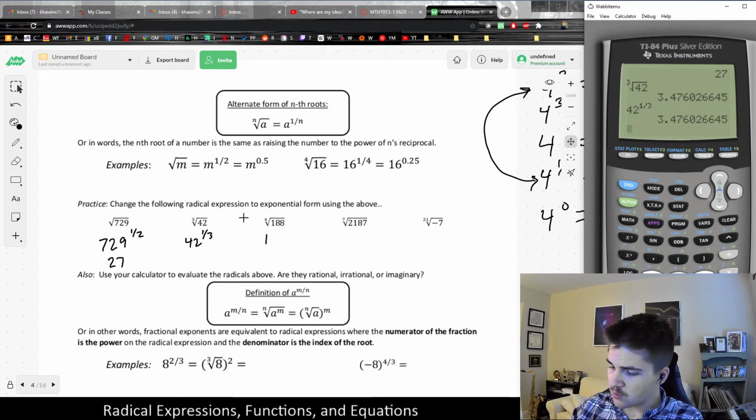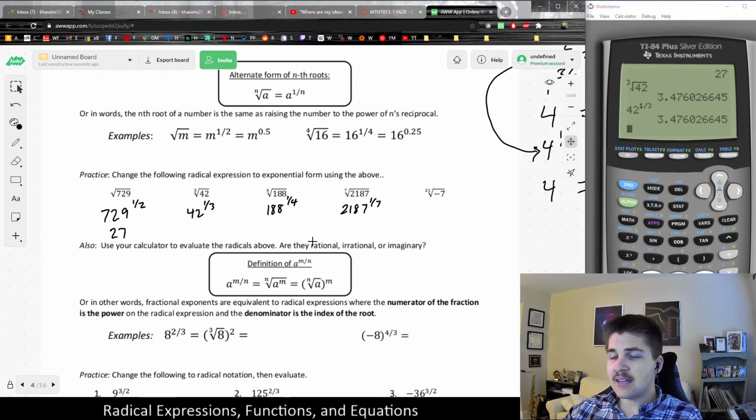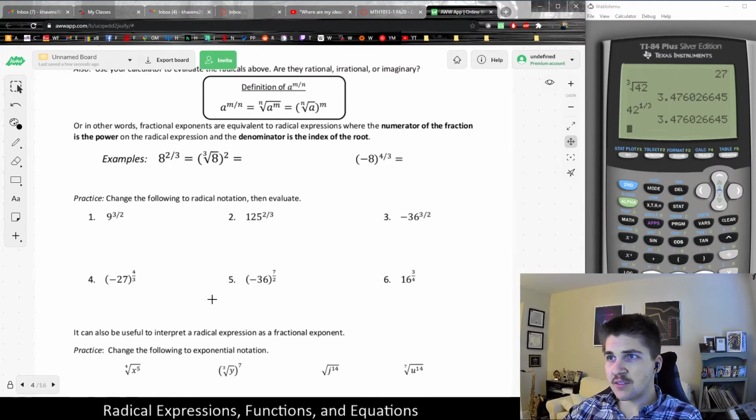And so, the next one would be 188 to the 1/4 power, and those would all be equivalent. Or if we wanted the 7th root of 2187, that would be 2187 to the 1/7 power, and so on. Also, you might notice that each one of these are called unit fractions, or fractions with 1 in the numerator.